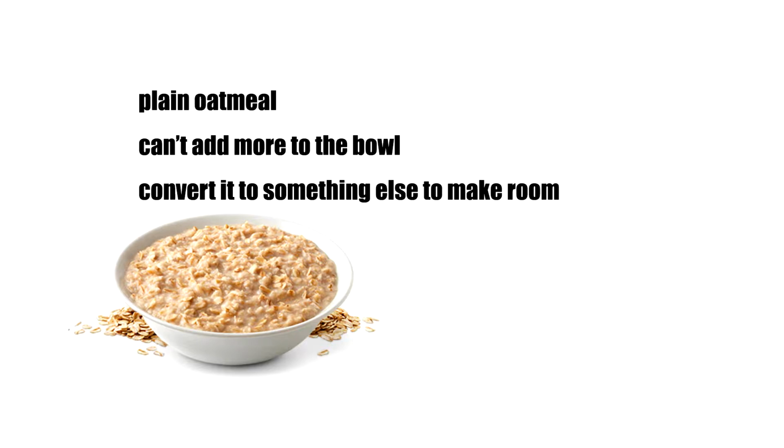Imagine that you've got a bowl of plain oatmeal. There's no flavor in it. It's just regular oatmeal. Now, this is roughly corresponding to a Rec 709 monitor with a limited dynamic range. Now, you can't add any more to the bowl. So in order to add more to the bowl, you need to convert it to something else to make room. So in this case, the input data coming into the camera sensor is converted into a gamma curve.